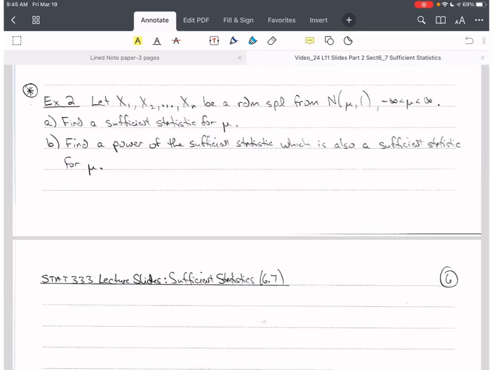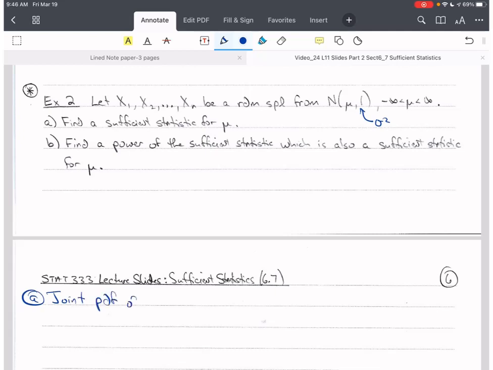Let x1, x2, ..., xn be a random sample from a normal distribution where the mean is mu, unknown, and the variance, recall that the number here is sigma squared, is equal to 1. This is a very simple case for the normal distribution. It makes finding the sufficient statistic a lot easier, as we'll see when we do multiple parameters. So the first thing we want to do is find a sufficient statistic for mu. We need to find the joint PDF of x1, x2, up to xn.